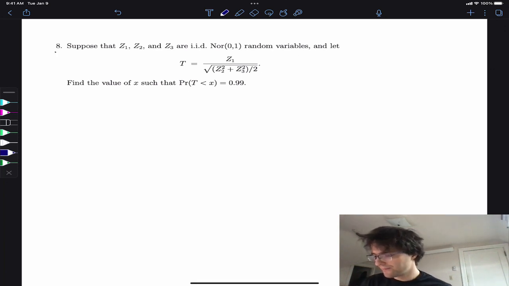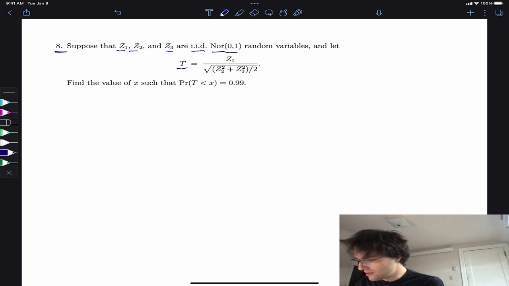Question 8. So suppose that you have z1, z2, and z3, and they're all IID normal 0, 1 random variables, so standard normal random variables. And let's define a new random variable T, which is equal to z1 divided by the square root of z2 squared plus z3 squared, divided by 2. We want to find the value of x such that the probability that T is less than x is equal to 0.99.